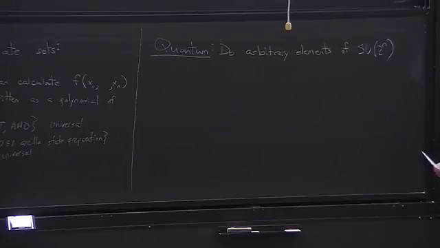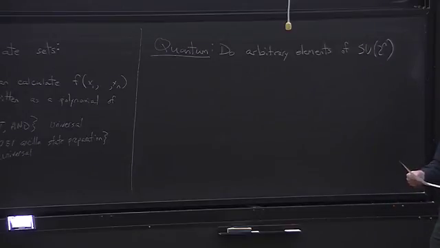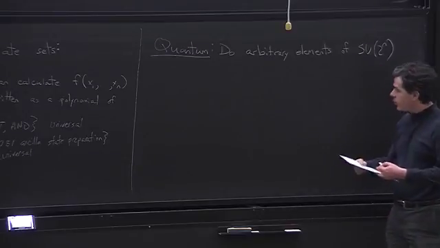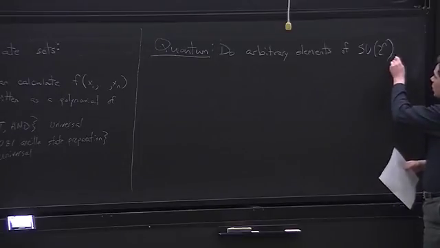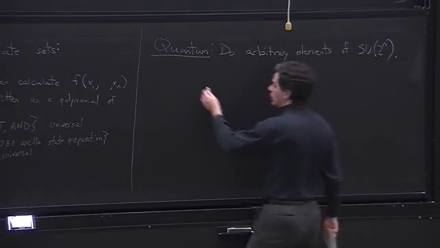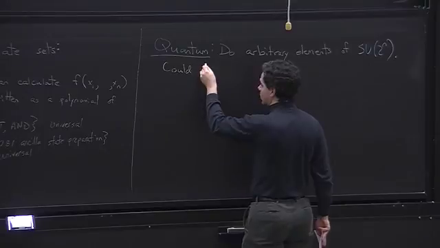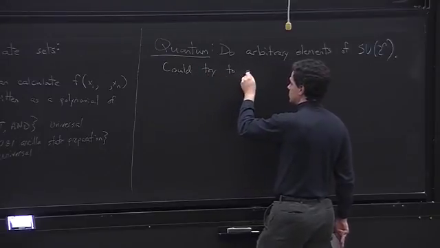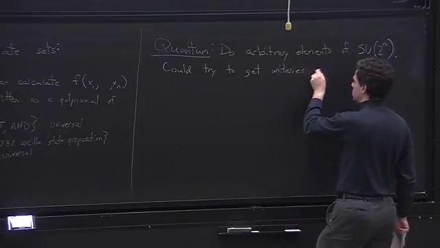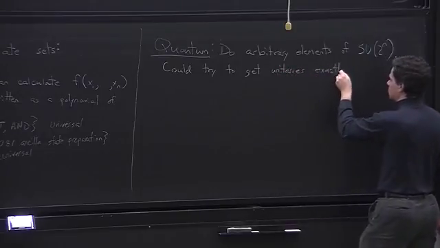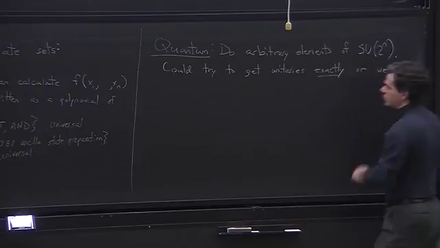Okay, so how do we do this? Well, in this case, the proofs are actually much more complicated than in the classical case, so I'm definitely not going to do them. But there's actually a further distinction that we should make. One possibility is we could try to get unitaries exactly, or we could try to get them approximately.